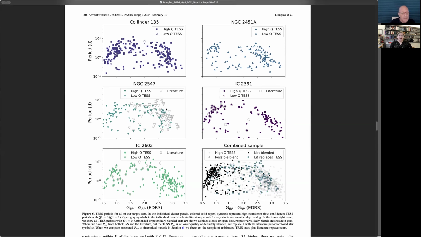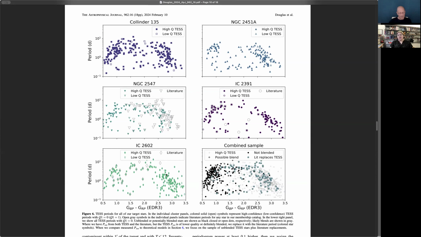So you can see how things have changed. For NGC 2547, there were already a lot of those low-mass stars. And then for IC 2602 and IC 2391, in the lower left and middle right, there was a much more scattered distribution of points, and you can see that we filled in a lot of that space now.